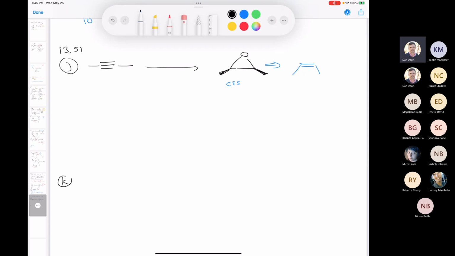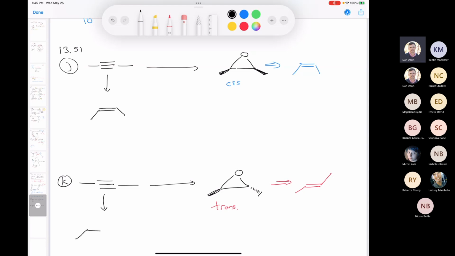Conversely, if you had question K, it's the same thing. You start with 2-butyne, but they want you to make the trans. So if you have one methyl group going out and one methyl group going back, like this, well, the trans epoxide has to come from a trans alkene. And so how do we reduce 2-butyne to a cis alkene, and how do we reduce it to a trans alkene?